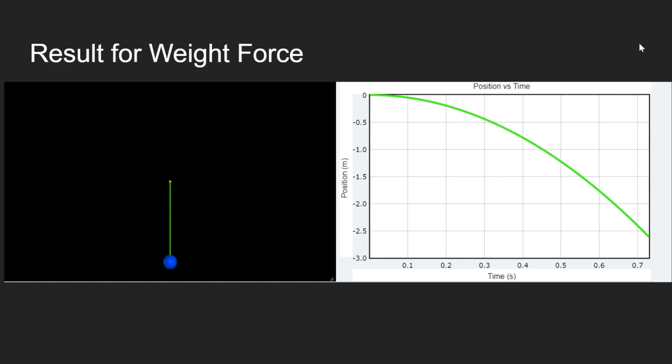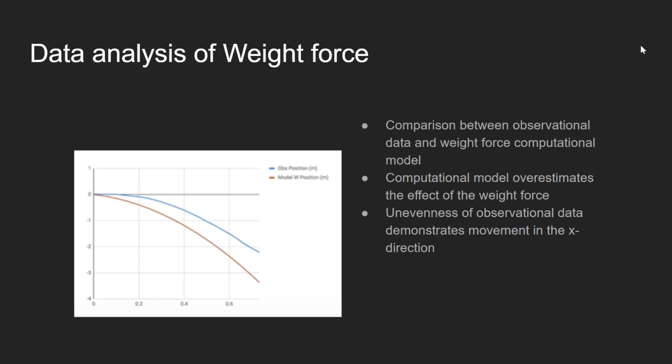After the code was run, the results look like this. When we compare the observational data to the computer model of the gravitational force acting on the ball, we get a graph as shown below. As you can see, the model overestimates the effect of the gravitational force on the object. It is inaccurate because there are two forces acting on the ball other than just weight. The other is just the drag force. The unevenness of the observational data could be a result of movement in the x direction, which hints that the ball did not fall completely straight down. With drag force added in, the model will behave like the observational data.